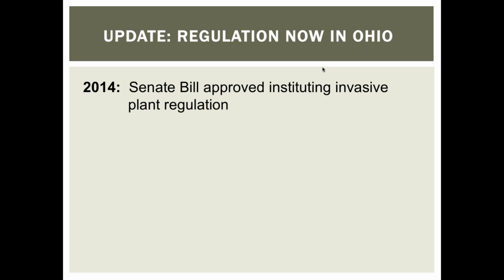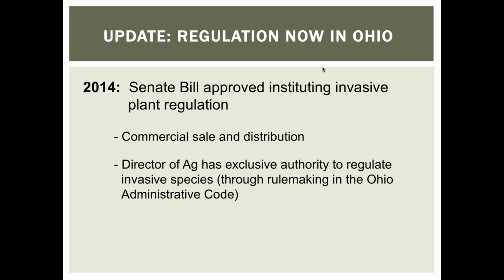Eventually, the Ohio Nursery and Landscape Association started talking with us, and they saw the value in coming up with some form of regulation because they saw what was happening in other states. So we worked with them, and the result was that in 2014, the state Senate bill was approved, instituting an invasive plant regulation process. Essentially, this regulates the commercial sale and distribution of species.